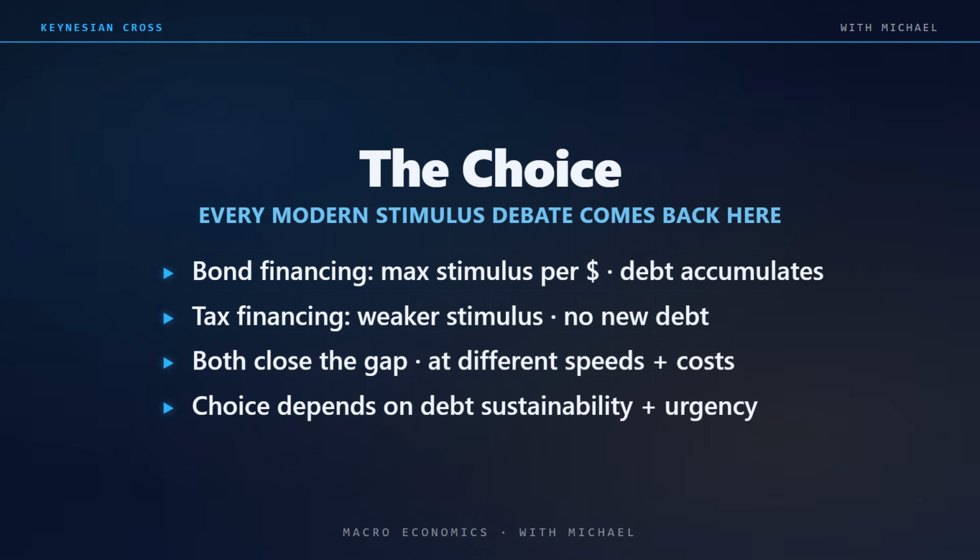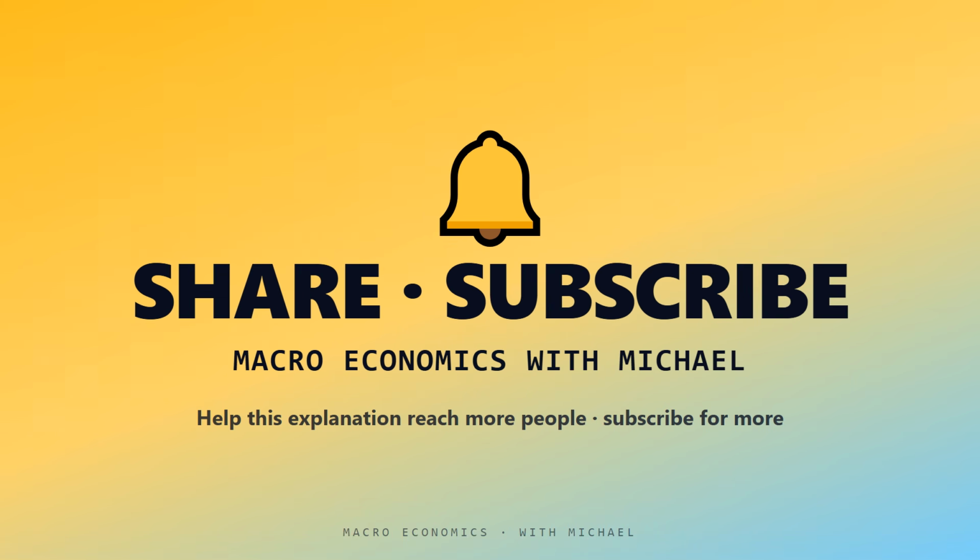The Keynesian cross is one of the most useful diagrams in macroeconomics. It shows, in two intersecting lines, why government spending matters, why the multiplier exists, why deflationary gaps form, why fiscal policy can fix them, and why bond financing is more powerful per dollar than tax financing, but at the cost of higher debt. Every modern fiscal policy debate, from Depression-era public works to pandemic stimulus checks, ultimately rests on this analysis. There are extensions, of course.